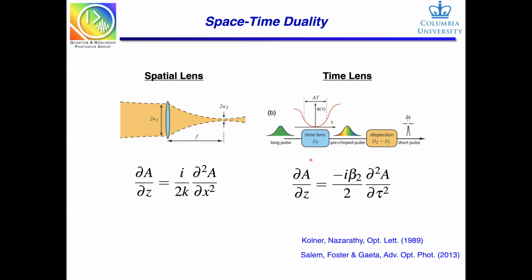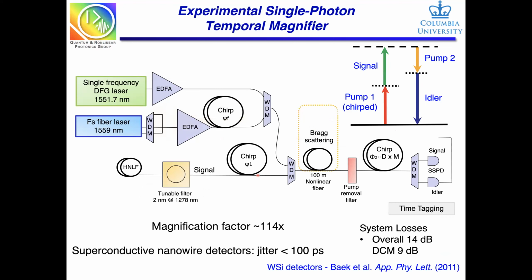As a result, if you can build a time lens, which is all you need is something that provides a quadratic phase shift, then you can do imaging in the time domain. And that's where we get this temporal magnifier. So how do we do that? Well, we do our same Bragg scattering four-wave mixing, but now for one of the pumps, we apply a linear frequency chirp. And a linear frequency chirp corresponds to a quadratic phase shift. Linear frequency chirp, quadratic phase shift.